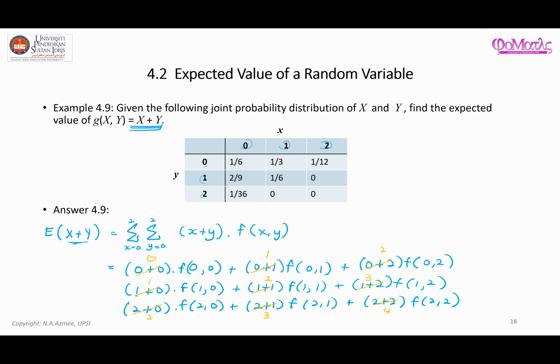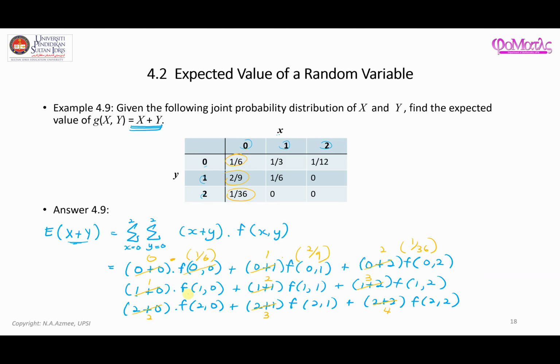And what's the value of f(0, 0)? We look at this part here where x is 0 and y is 0. This value is actually 1 over 6, so 0 will be multiplied with 1 over 6 later. And then what is f(0, 1)? It is this one, so 1 will be multiplied with 2 over 9. And for f(0, 2), when x is 0 and y is 2, it is this one, 1 over 36.